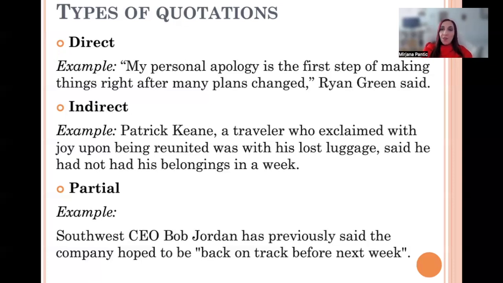Or there are things that you want to quote directly, but not the full sentence. So you just take a portion of the sentence that you think is relevant to quote directly, and you use that in a sentence as a partial quotation.